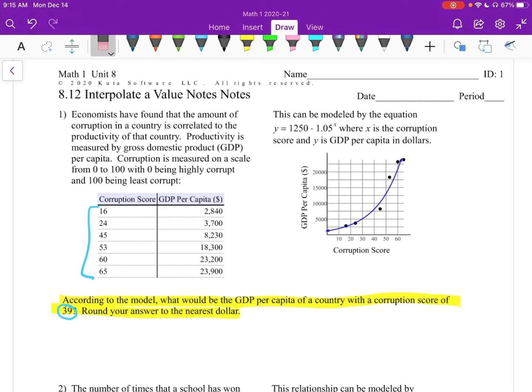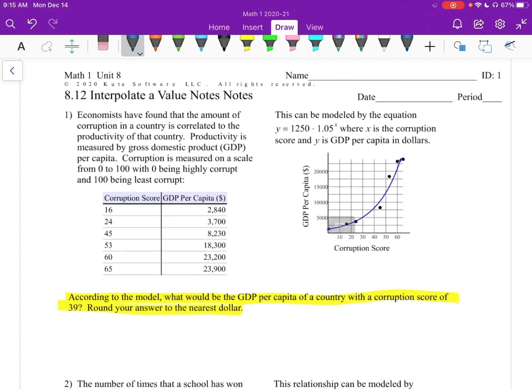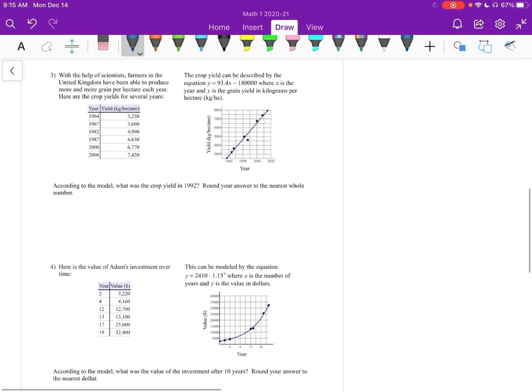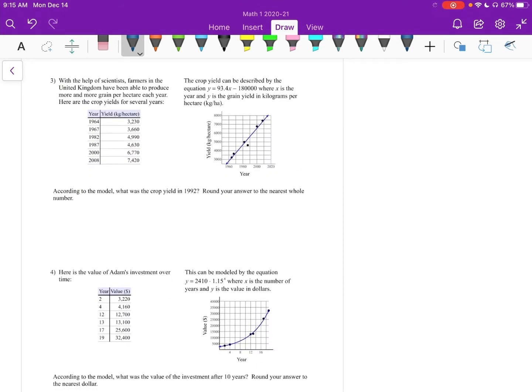I'm going to erase my blue lines here, and we're going to go ahead and read the problems and plug in. Again, just like last time, I'm going to do numbers 1 and 2, trying to make sense of everything and understanding it. Numbers 3 and 4, I'm going to try to do a little bit faster.